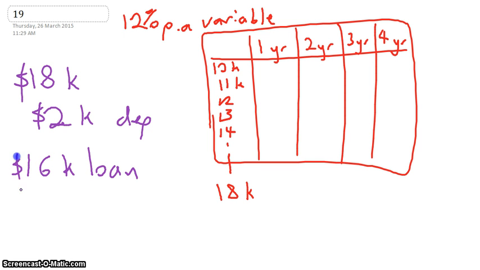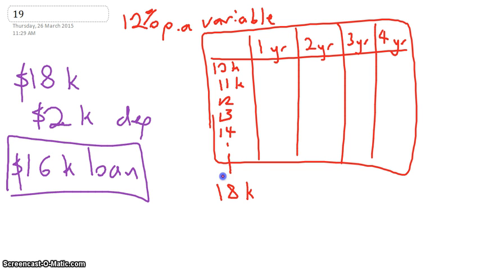Okay, that is the most important part. Because that now tells you where you're going to look on this table. Does that make sense? Because you're not going to look at 18,000 because he's not borrowing 18,000. He's borrowing 16,000, which is there. Does that make sense?